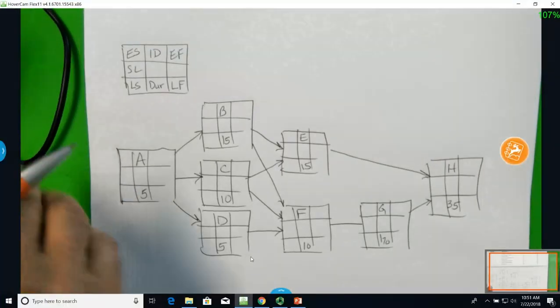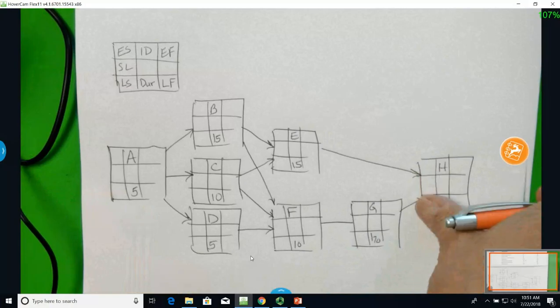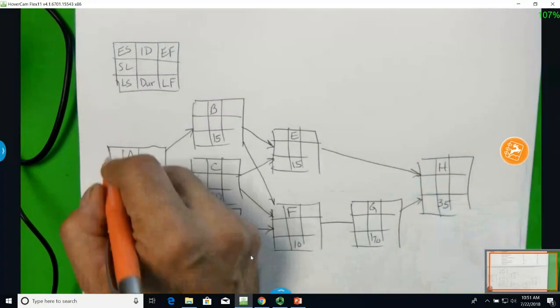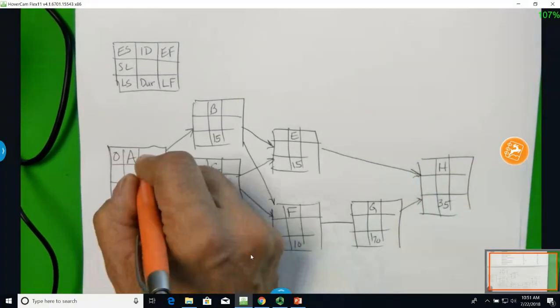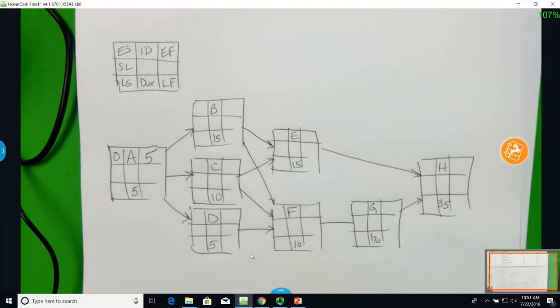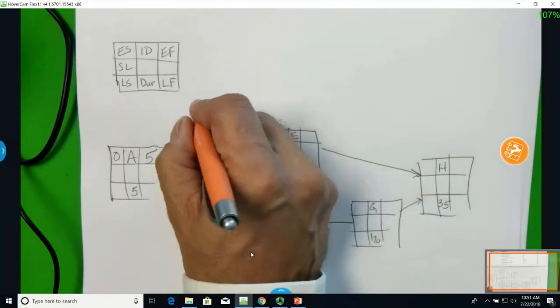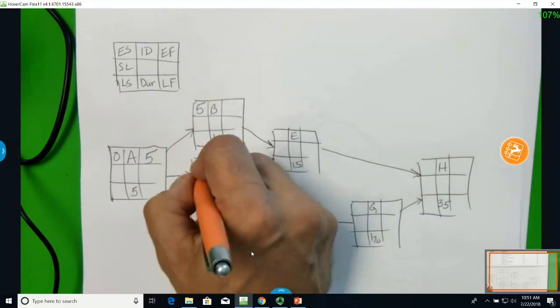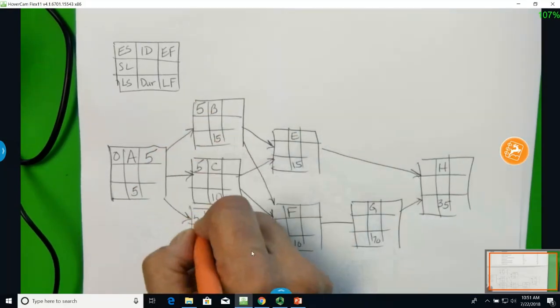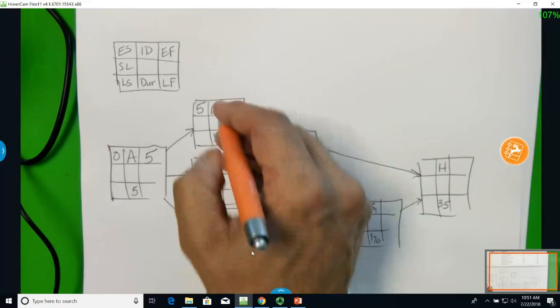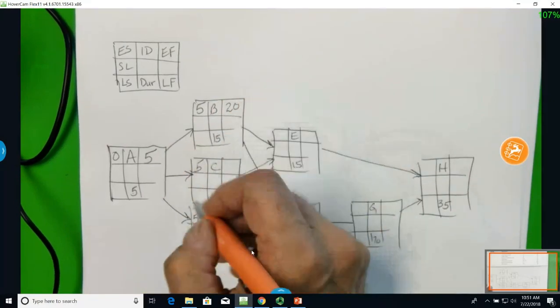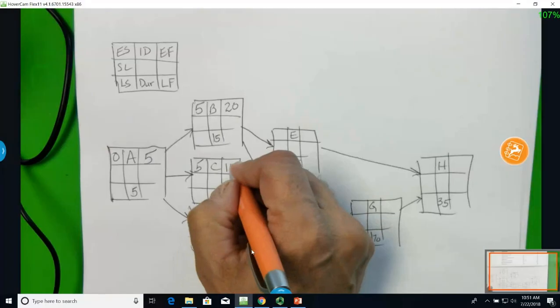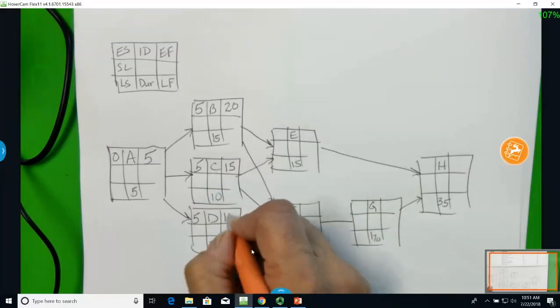So we have over here A. It starts at 0. I add 5 days. It can finish at 5. Well, B, C, and D can't start until A is done, because that's what the team said, so they can only start at 5. I add 15, that's 20. I add 10, that's 15. I add 5, that's 10.